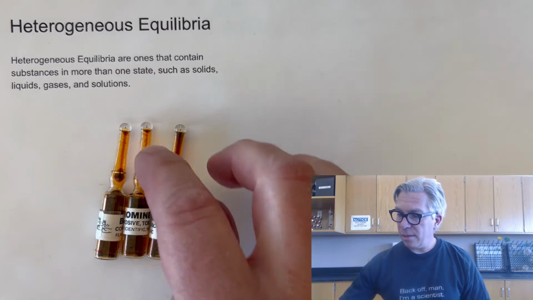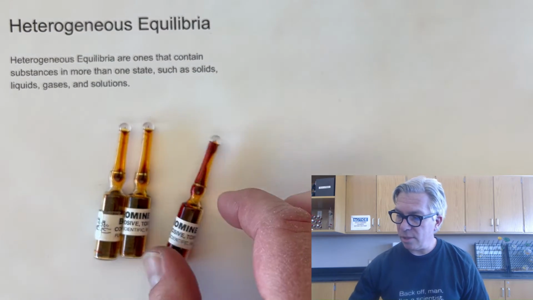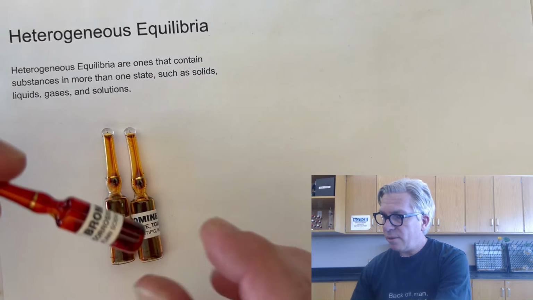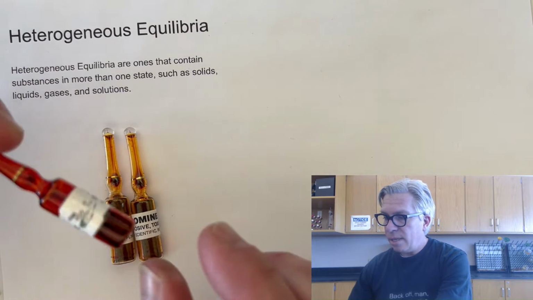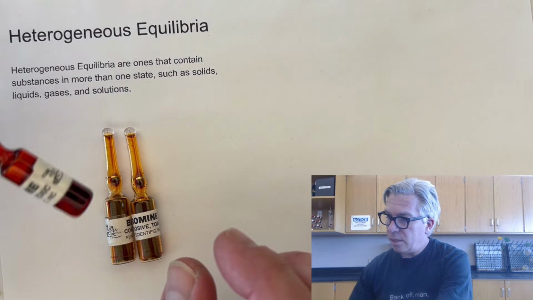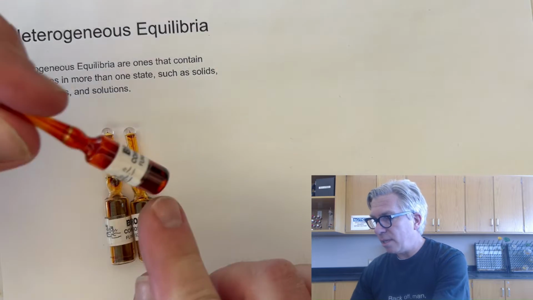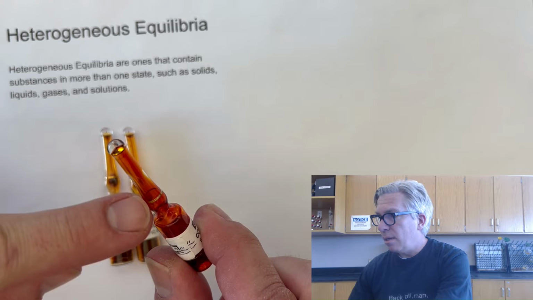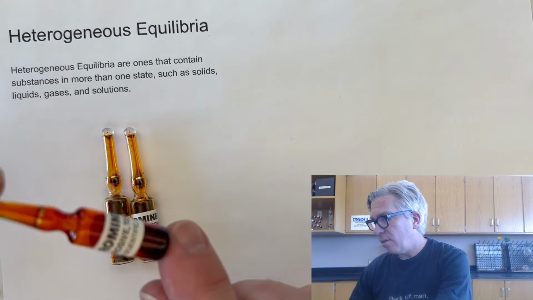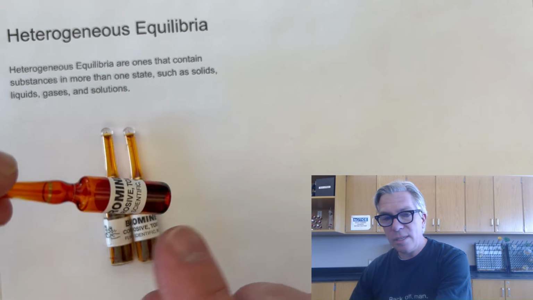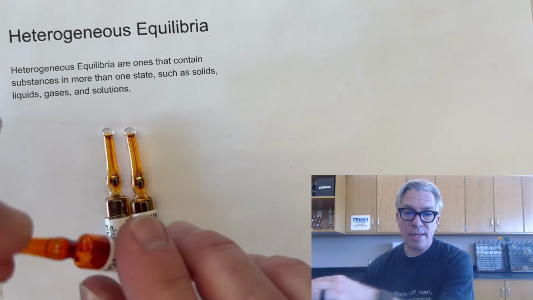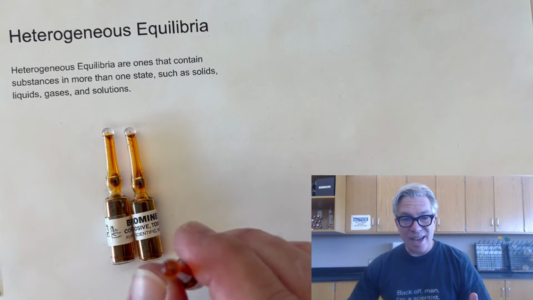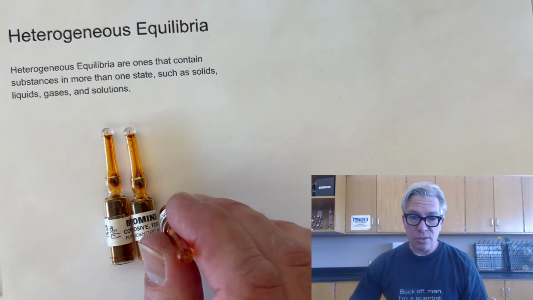I have another example of a heterogeneous equilibrium. These are vials of bromine, the element bromine, and you can see hopefully that there's a little bit of liquid at the bottom, and then there's some bromine, this brown vapor up here. And not all the liquid has evaporated. We're kind of in equilibrium. They're doing some evaporating, but they're also unevaporating at the same rate, but just into a different phase.